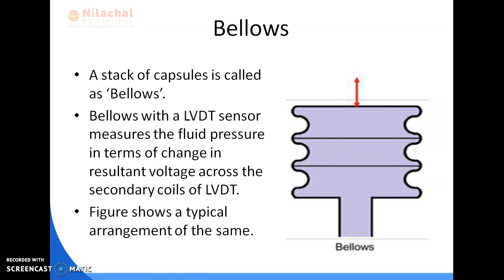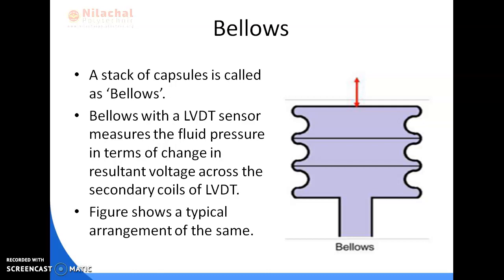The next type of instrument used to measure the fluid pressure is bellows. A stack of capsule is called bellows. Bellows is used with the LVDT sensor to measure the fluid pressure in terms of change in resultant voltage across the secondary coil of LVDT. LVDT, previously we have studied about that, is linear variable differential transformer.